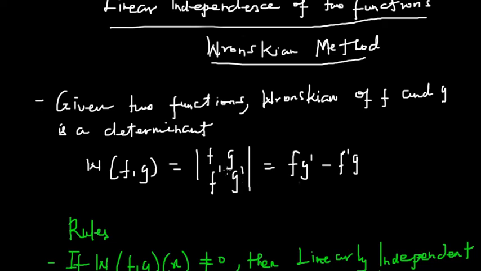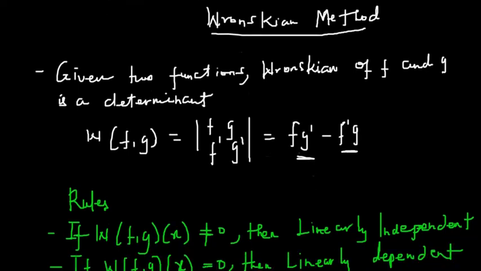Once you take the determinant, f will multiply g prime, that's over here, and then f prime also multiplies g, that's over here. So that's how you take your determinant. It means that once you are studying this course, differential equations, you've already treated matrices, so you know how to find a determinant.